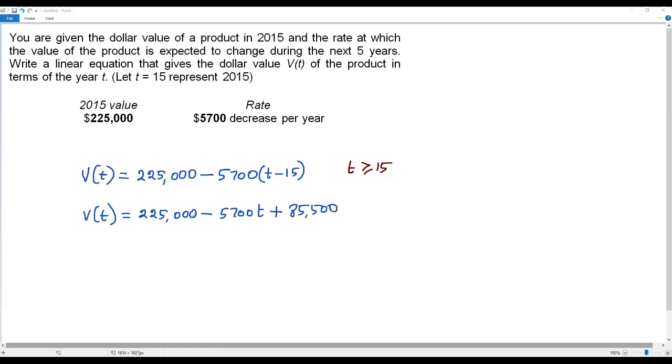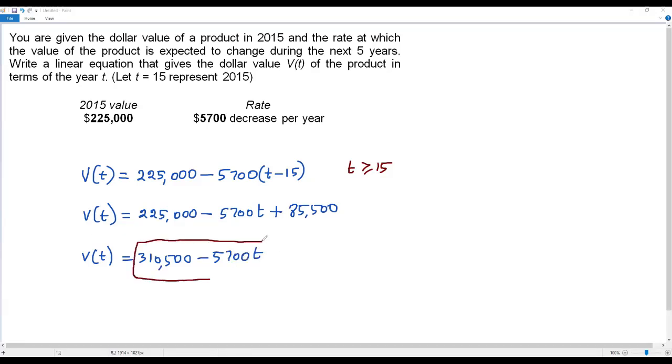85,500. So now we can combine these two values. Then I am getting V of t equals, when I combine this 225,000 and 85,500, 310,500 minus 5,700 t. This is a linear equation which gives the dollar value V of t of the product in terms of the year t.